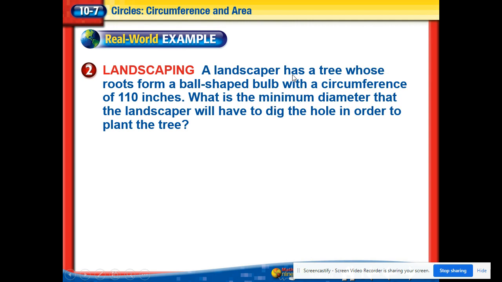All right, let's talk about a story problem. A landscaper has a tree whose roots form a ball-shaped bulb with the circumference of 110 inches. What is the minimum diameter that the landscaper will need to dig a hole of in order to plant the tree? So they're saying this is how far it is all the way around. They want to know how far is it across, so how big does that hole need to be?